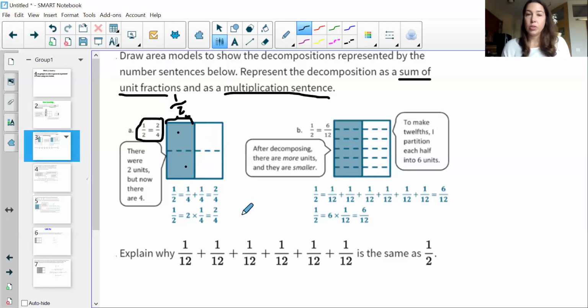Okay, so now I'm also going to show that 1/2 is equal to 6/12. Now the only reason that this is any more complicated is because we have more pieces and our number sentence is going to be longer. So we start with 1/2. Again, here's my 1/2.